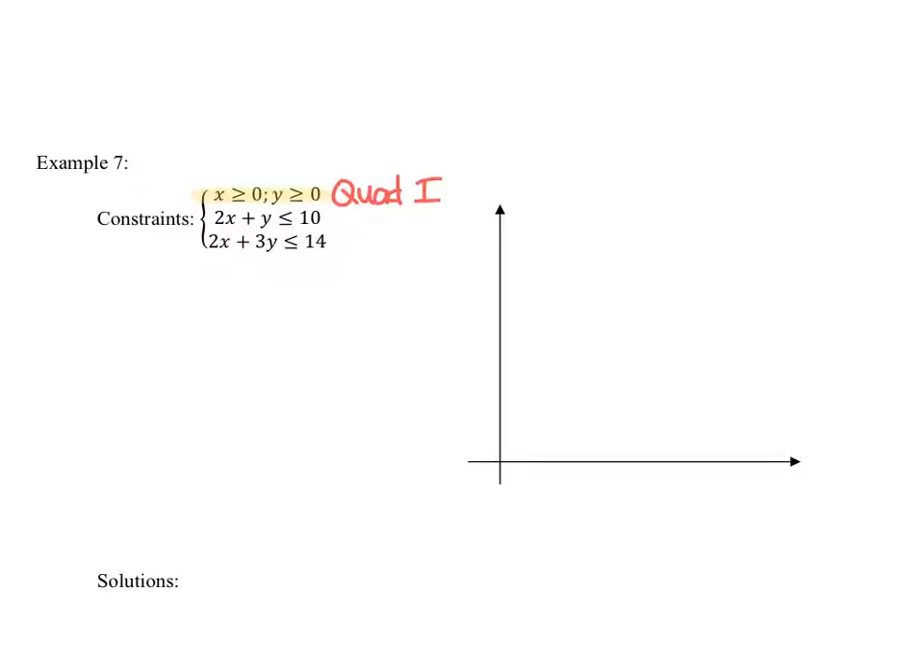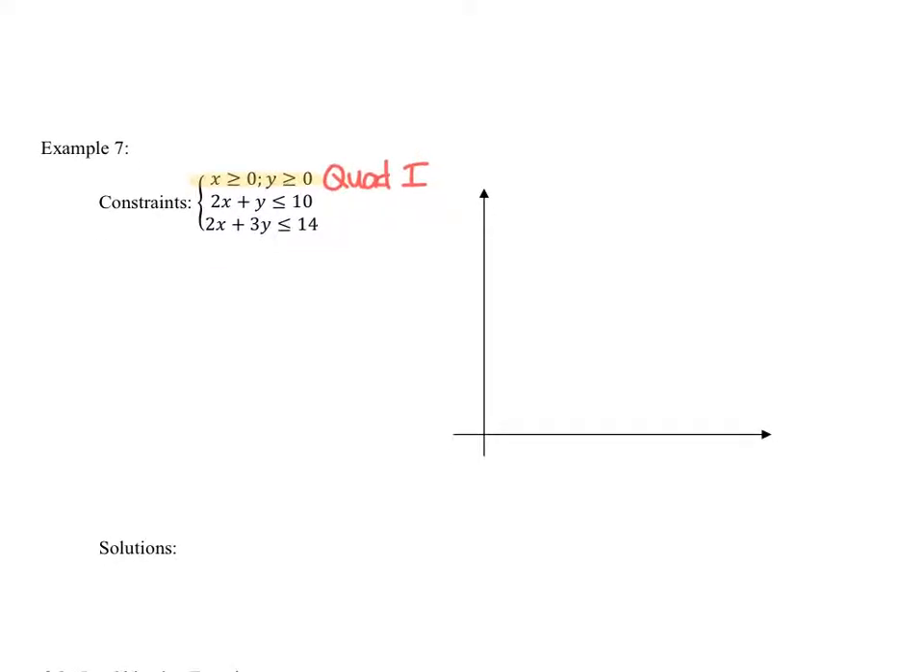That's what this means, that we're only talking about quadrant 1 only. Then we're going to move on and get the other ones in graph-ready form. So we need to get y by itself for both of them. For the first one, y is less than or equal to negative 2x plus 10. So let's graph that one. When you mark 10, maybe count by 2s: 2, 4, 6, 8, 10. Mark that off as 10.